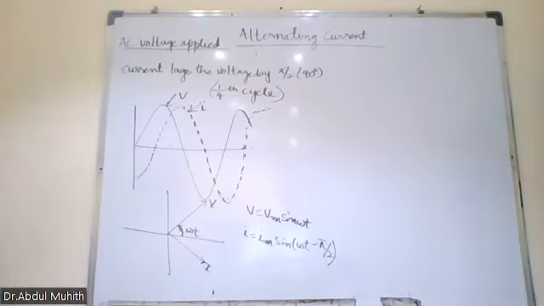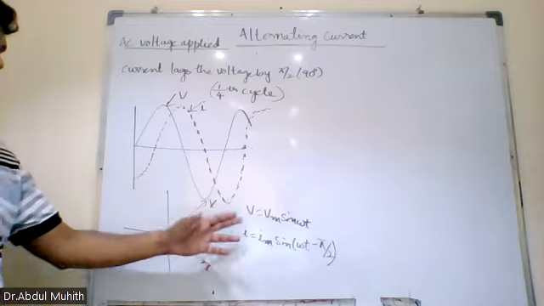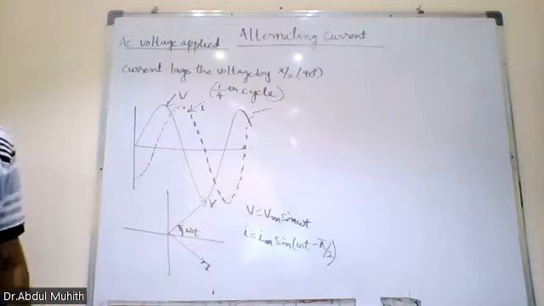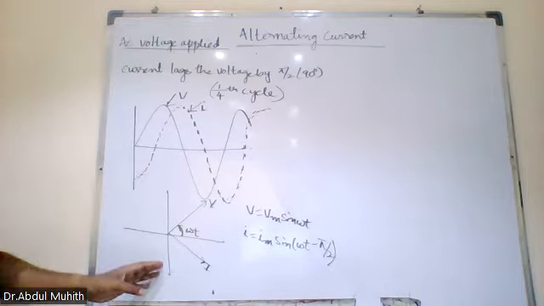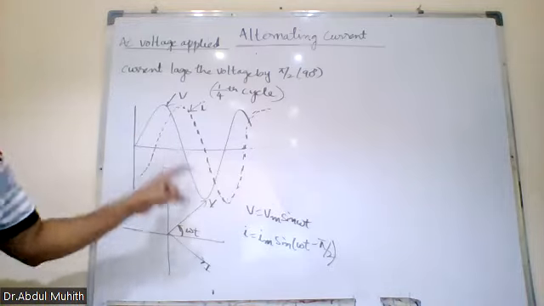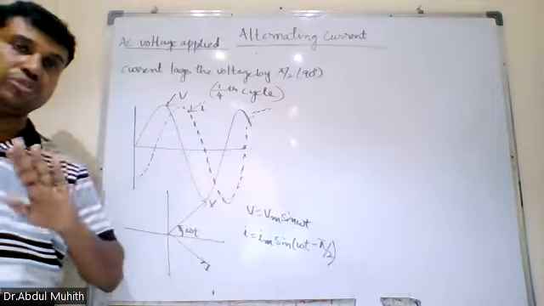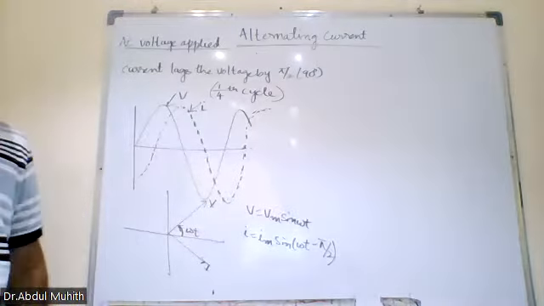Yeah, in this case, what is happening? Current lags the voltage by how much? 90 degrees. Okay. So this is the phasor diagram. This is the waveform. This is the phasor diagram. Keep that in mind. Voltage will not change. Voltage will be as it is in all the three circuits.